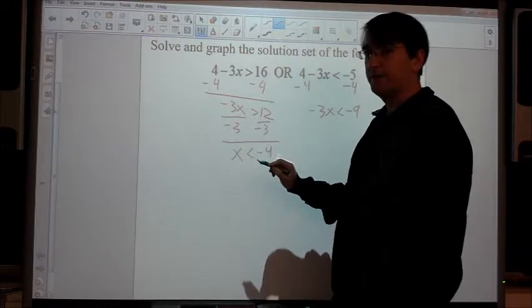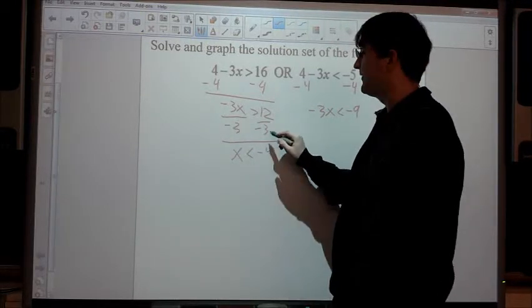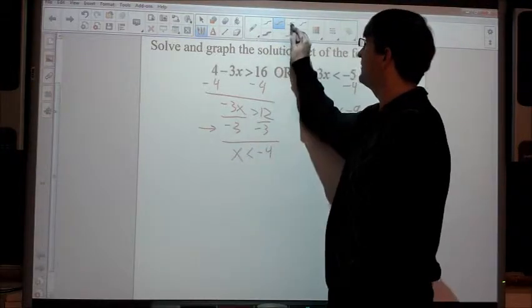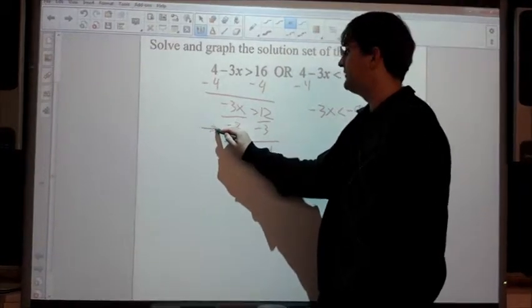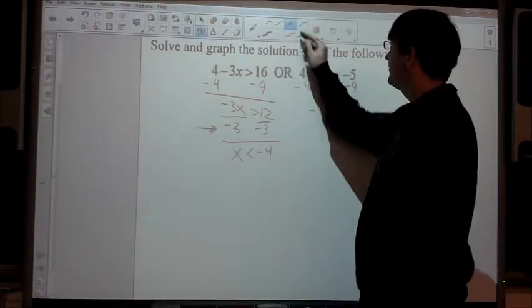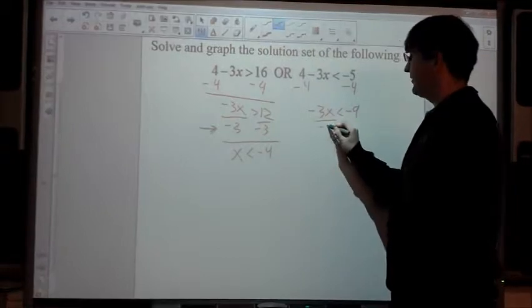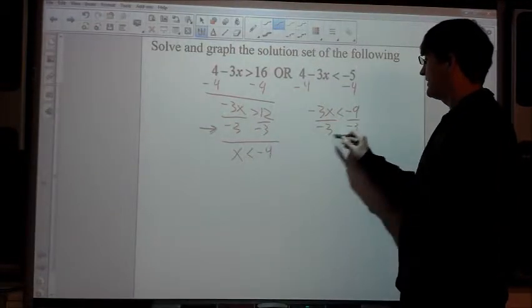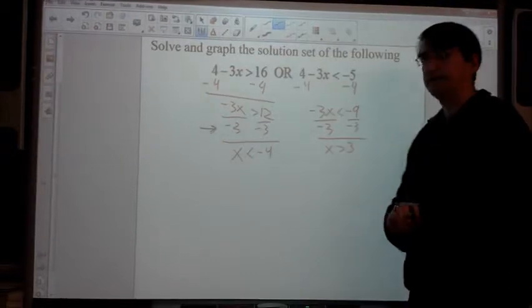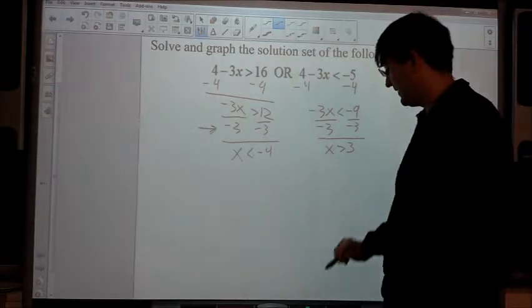You've learned this before, and your teacher will make a big point about this in class. We're dividing by a negative. Make sure that when you divide by a negative, you change the direction of the inequality. Same thing over here. When I'm dividing by negative 3, I get x is greater than 3. So be careful about that.